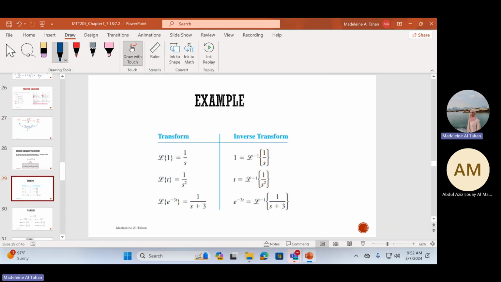So if we look at Laplace of 1 is 1 over s. What will be Laplace inverse of 1 over s? 1. Laplace of t is 1 over s squared. So what's Laplace inverse of 1 over s squared? t. Laplace of e to the negative 3t is 1 over s plus 3. So Laplace inverse of 1 over s plus 3 is e to the negative 3t.